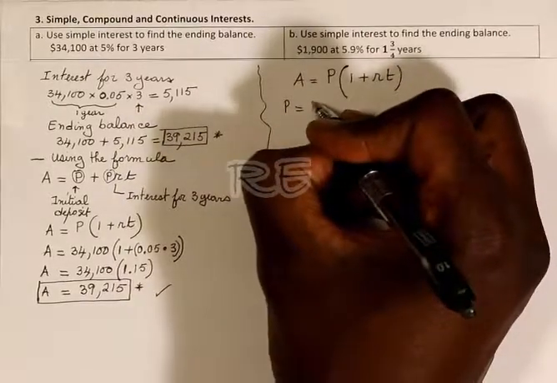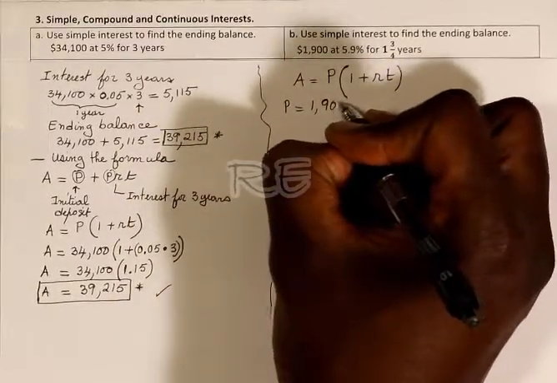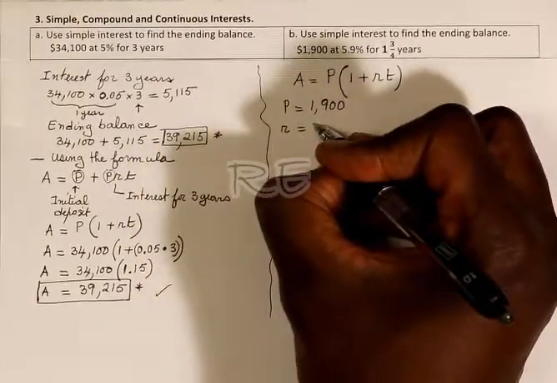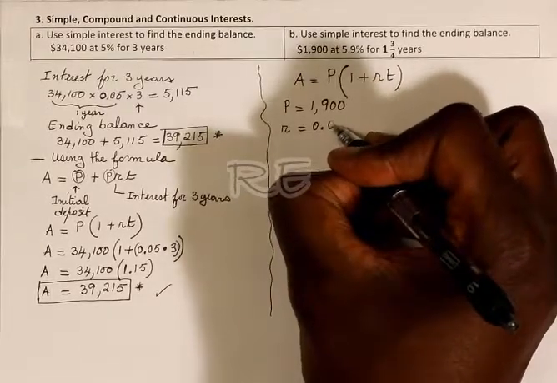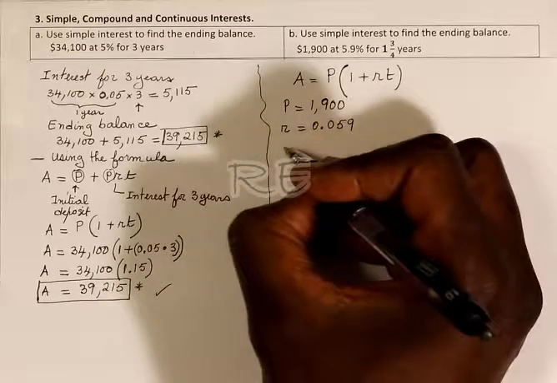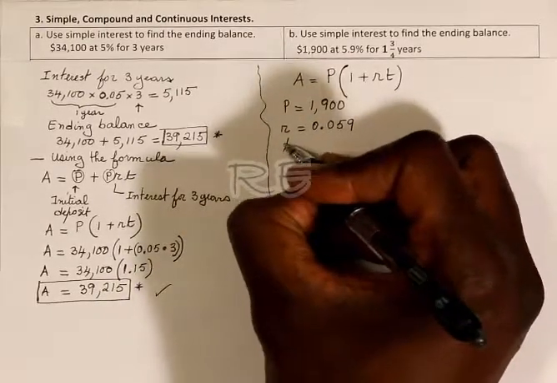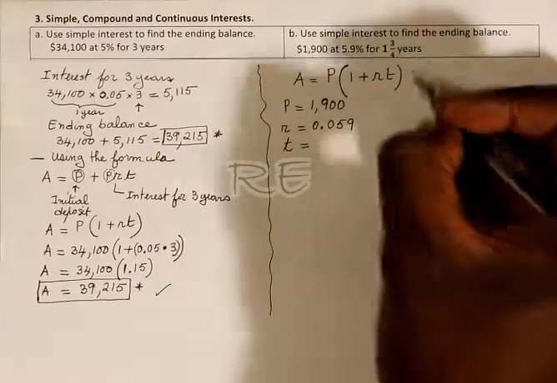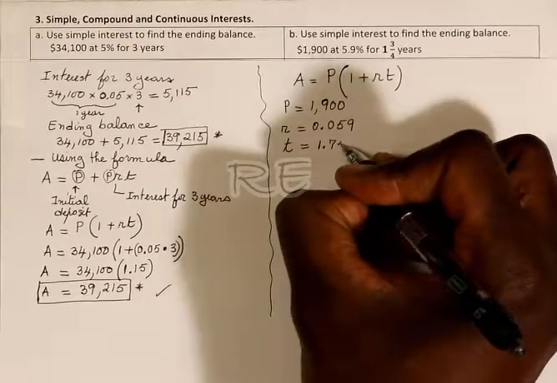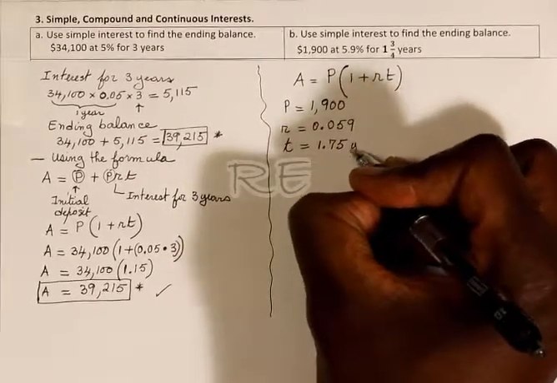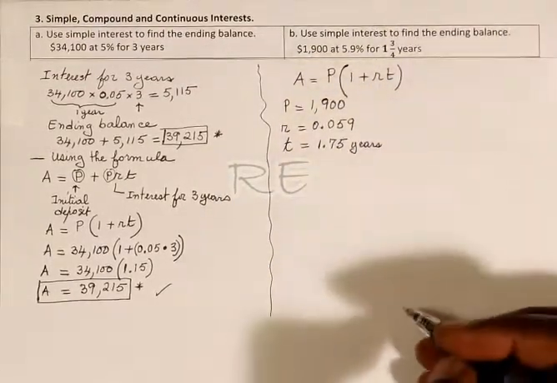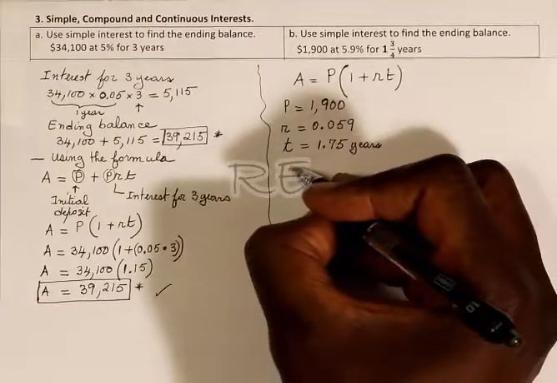So, well, let's identify P. Initial deposit, 1,900. The annual interest rate is 0.059, and T should be the number of years, the time. So T is equal to 1 3/4 of a year. As a decimal it is 1.75 years.